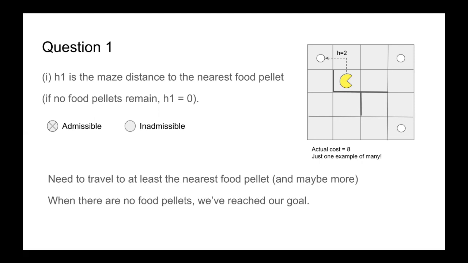If we look at the example that's given here, you can see that the distance to the nearest food pellet is 2. And then Pac-Man needs to be traveling to the other 2 food pellets that are not as close as the nearest one. So that cost will be added to the actual cost. Therefore, the heuristic to the nearest food pellet is admissible.